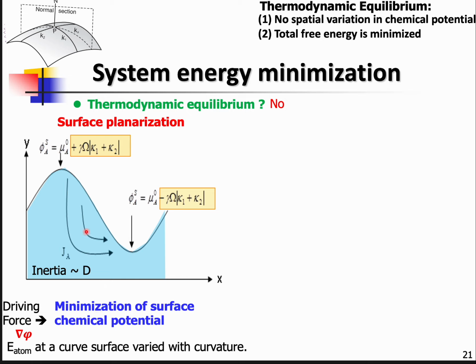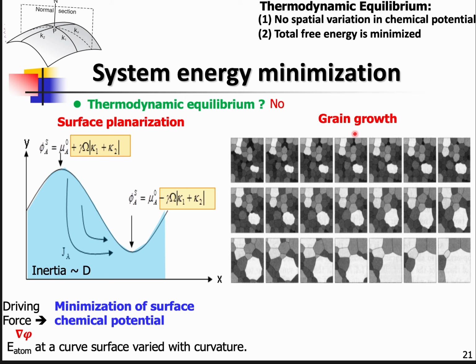So in this case, we know that definitely there will be mass transport, or atomic flux, from here toward here. So what will that result in? The surface planarization. The curved surface will become flat, and the flat surface will reach thermodynamic equilibrium. If I have a flat surface, there's no spatial variation in surface potential, right? Okay. So the other case will be the grain growth case.